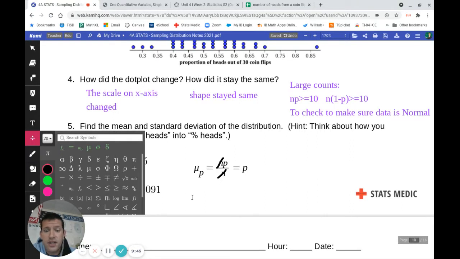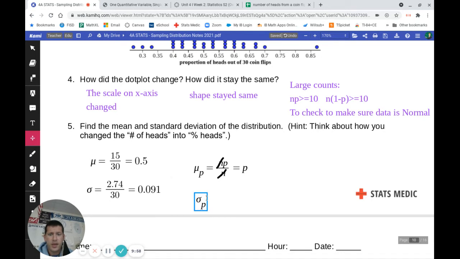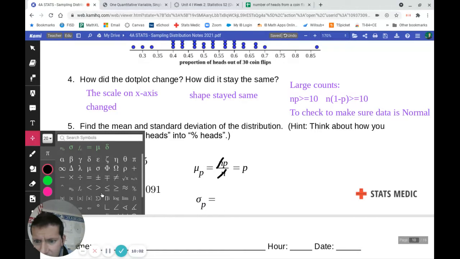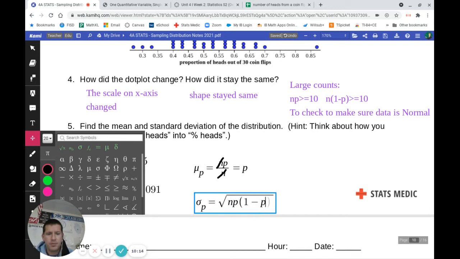For our standard deviation, we're going to put a little subscript there for p hat. You go to the right to get out of that subscript. I found out that you can do square roots in here. We just go to that little square root of x there. Inside there, we have n times p times 1 minus p. That's from our last class. And now what we're doing with that is dividing by n.